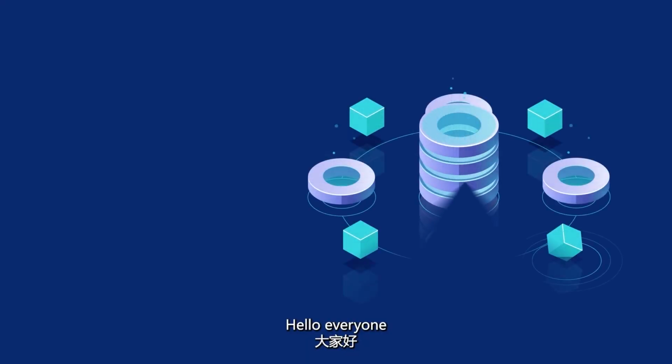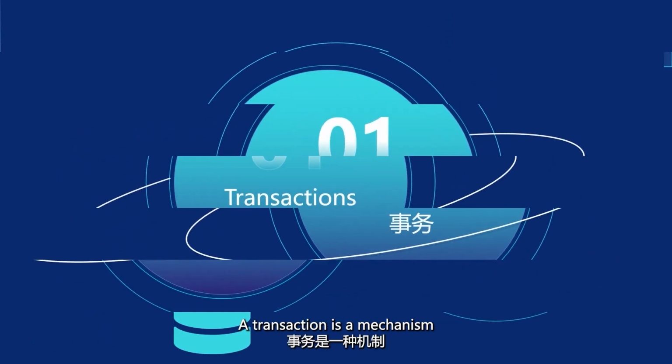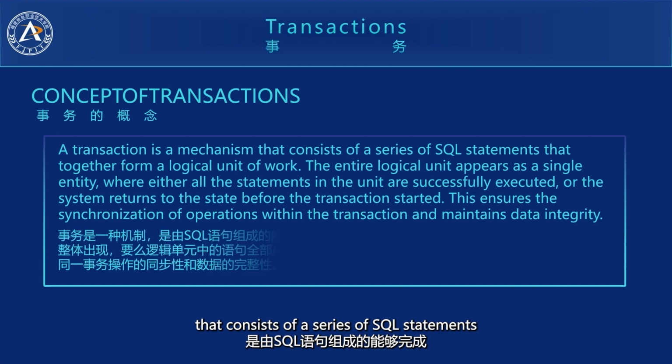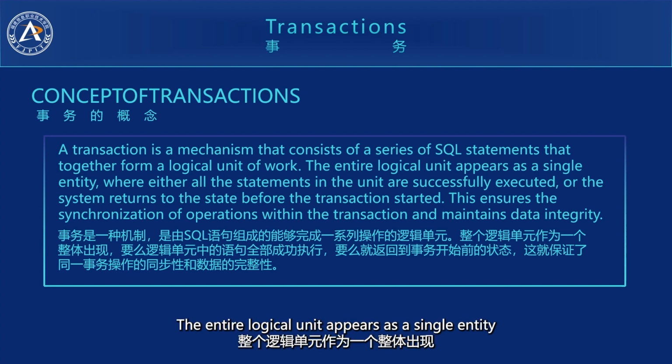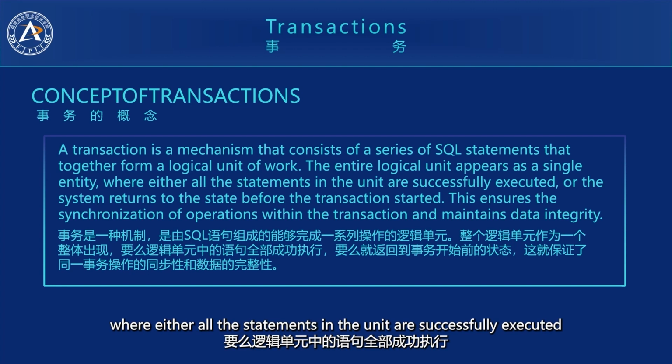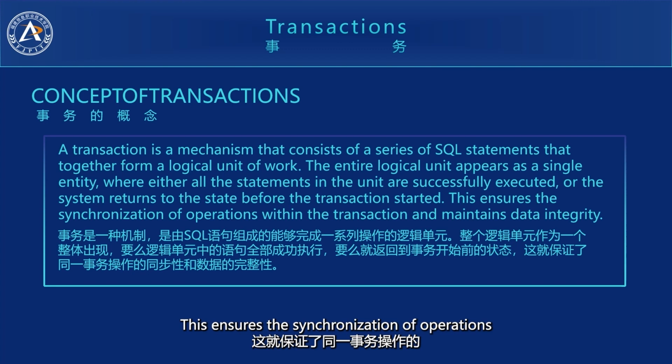Hello everyone. In this class, we will learn about transactions. A transaction is a mechanism that consists of a series of SQL statements that together form a logical unit of work. The entire logical unit appears as a single entity, where either all the statements in the unit are successfully executed, or the system returns to the state before the transaction started. This ensures the synchronization of operations within the transaction and maintains data integrity.